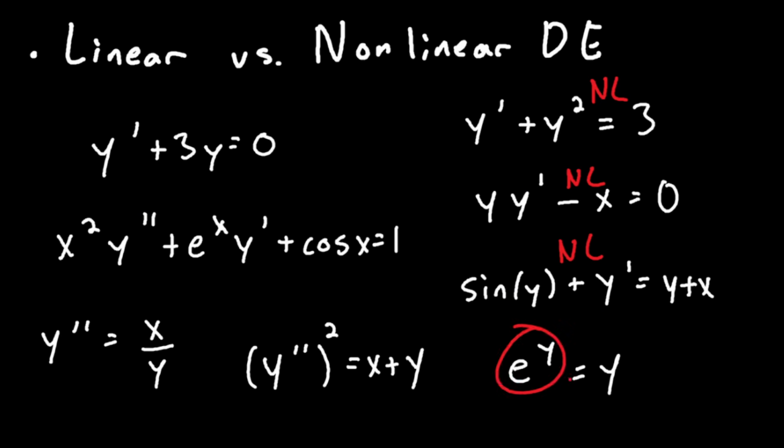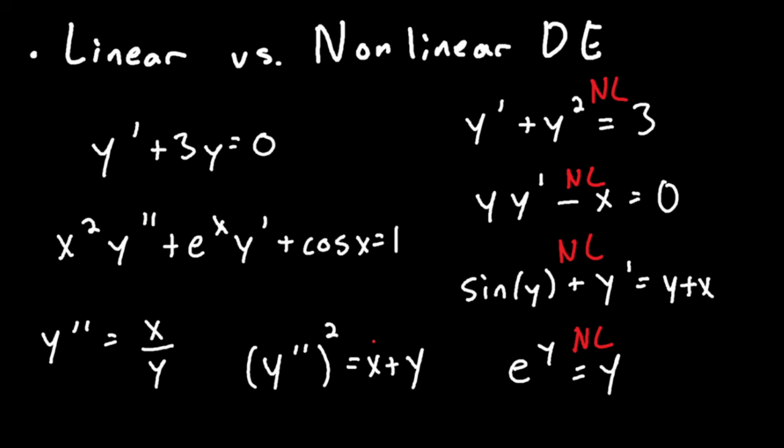How about this right here? Well, y is being put to the power of e. This right here is also nonlinear because y is not to the power of 1. Y has to be to the power of 1, or any of its derivatives have to be to the power of 1. Since y is being put into an exponential, this is also nonlinear.